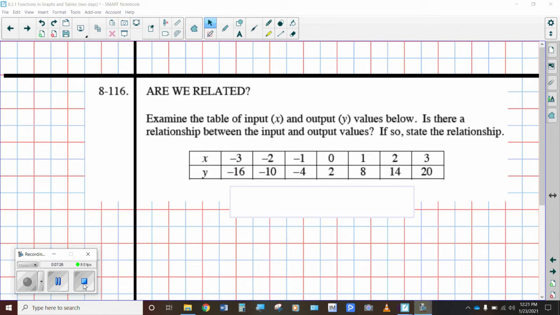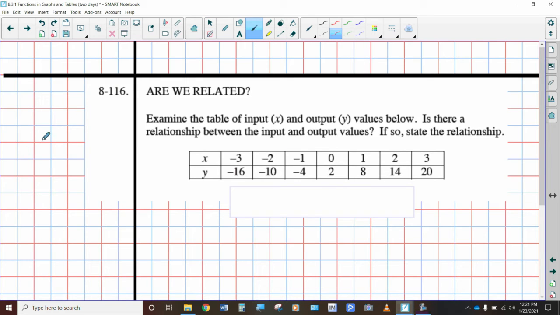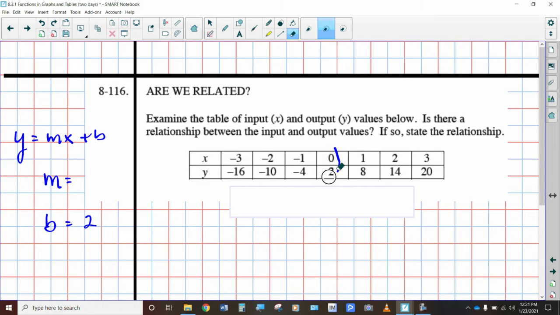Alrighty, so once again, how do we find the rules? First of all, to find the rules, we need to fit into the slope-intercept form, so y equals mx plus b, so we're going to want to figure out what the growth rate is, and we're going to want to figure out what the y-intercept is. Now in this case, the y-intercept is right there, so we know b is going to be equal to 2. So now let's figure out what the growth rate is.